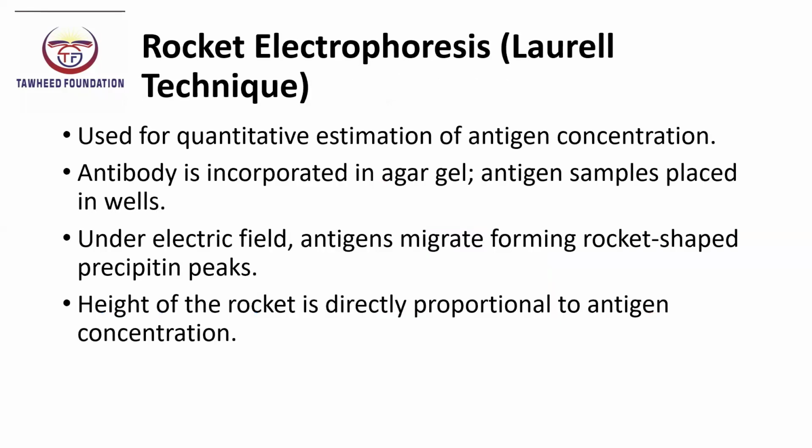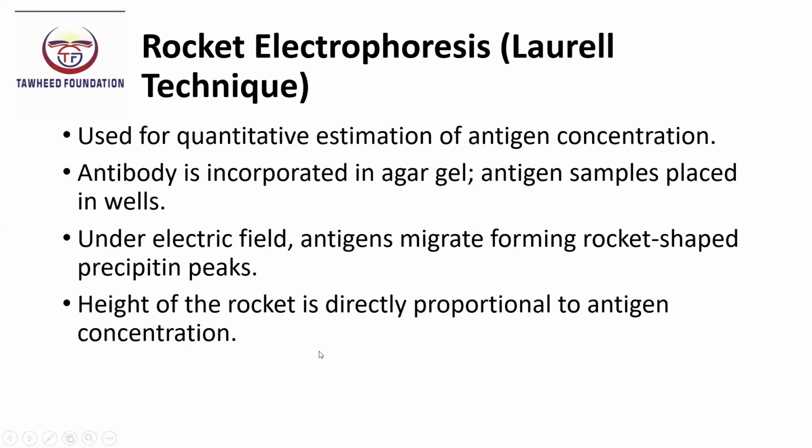Next is rocket electrophoresis by Laurell technique. Rocket electrophoresis, also called the Laurell method, is a quantitative immunoelectrophoretic technique used for antigen estimation. In this method, the antibody is uniformly incorporated into the agar gel and small wells are punched to hold antigen solutions of known or unknown concentration.